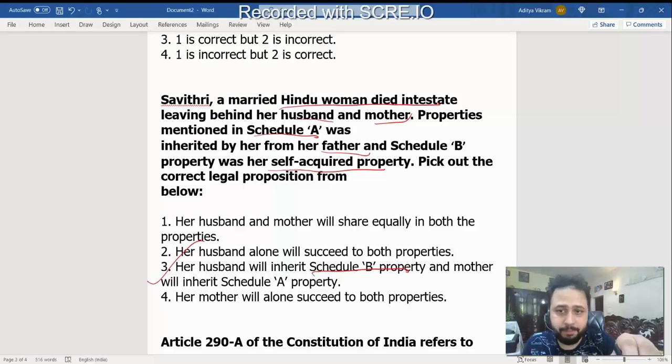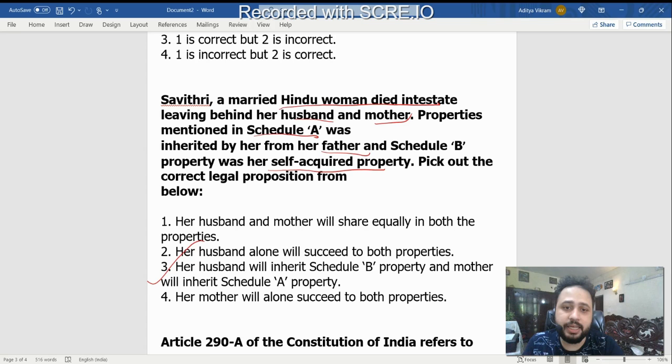Okay. So the property that has come from the father, that will go to the mother, and her self acquired property, that will go to the husband. Okay, so her husband will inherit from schedule B property and her mother will inherit from schedule A property. ठीक है. So mother will inherit from schedule A property and husband will inherit from schedule B property, which was her self acquired property.